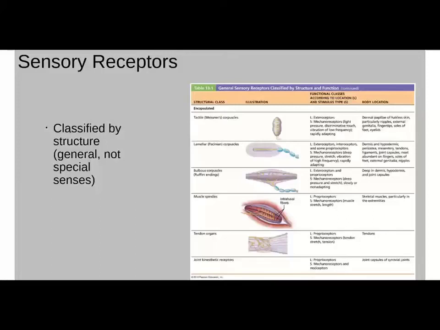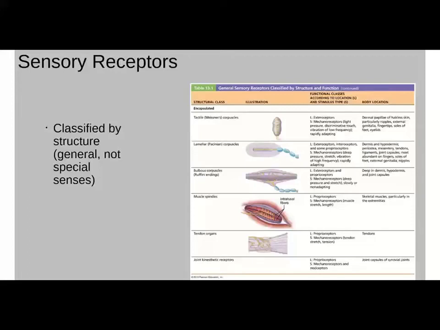Our first two encapsulated nerve endings we've seen before. We saw them back when we were covering the skin, the integumentary system. We see tactile corpuscles, or we called them Meissner's corpuscles. Those were the ones that were really close to the surface of your skin, and they detected very light touch. A little bit deeper, we had the lamellar corpuscles, or the Pacinian corpuscles. Since they were deeper, they were not as easily stimulated, so they detected pressure, deep touch.